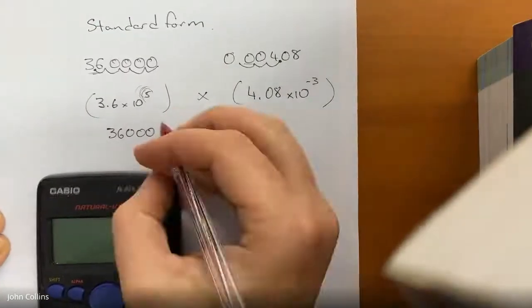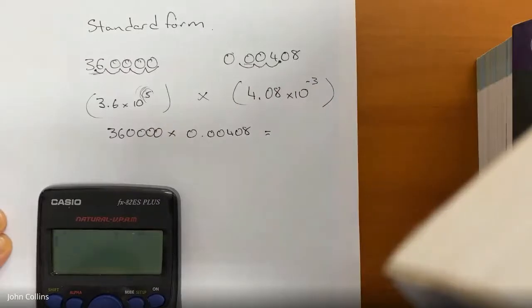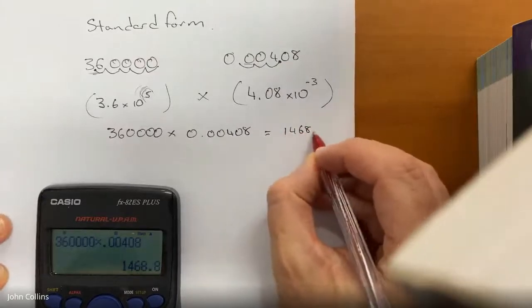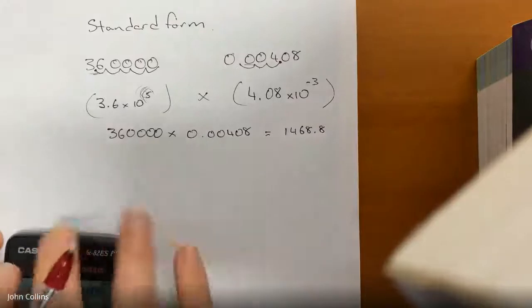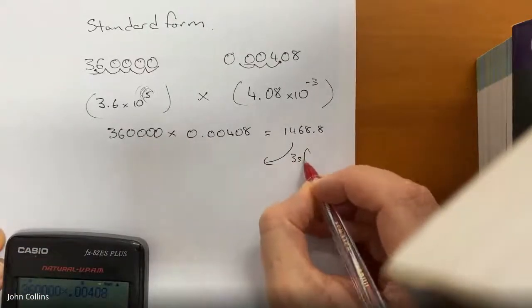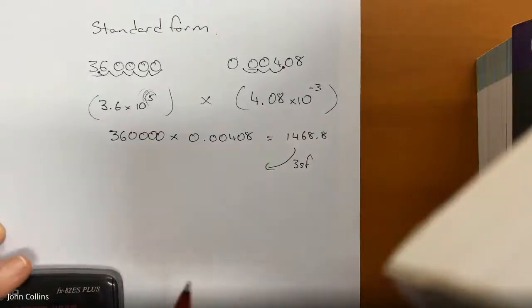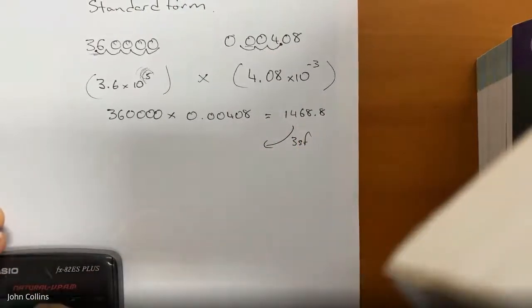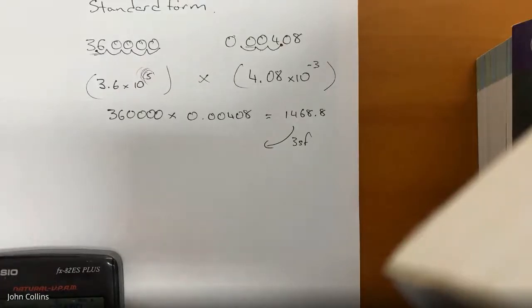So this one, I'm missing a 0 here. 360,000 multiplied by 0.00408 is going to give 1468.8. Now, how do I convert this back into standard form? And let's round it to 3 significant figures. Why not? Try and do that and type it in the chat. Put that as standard form, 3 significant figures. See if anyone can do it.